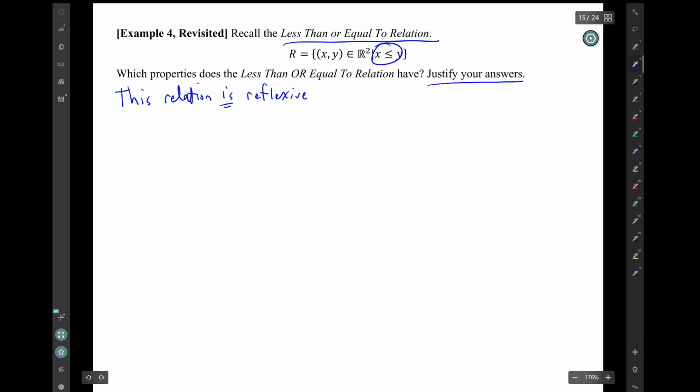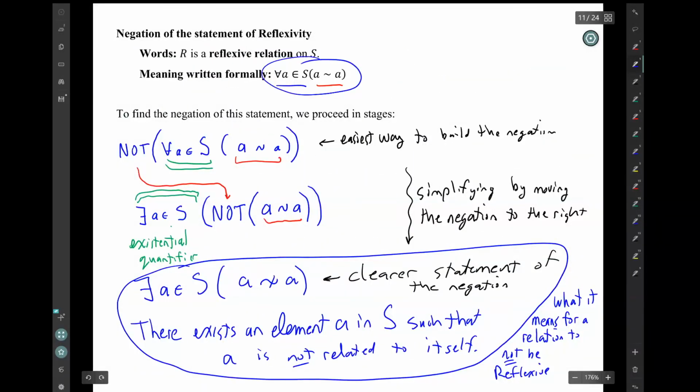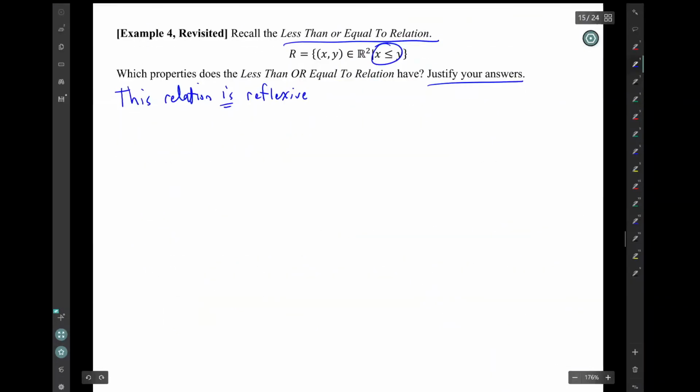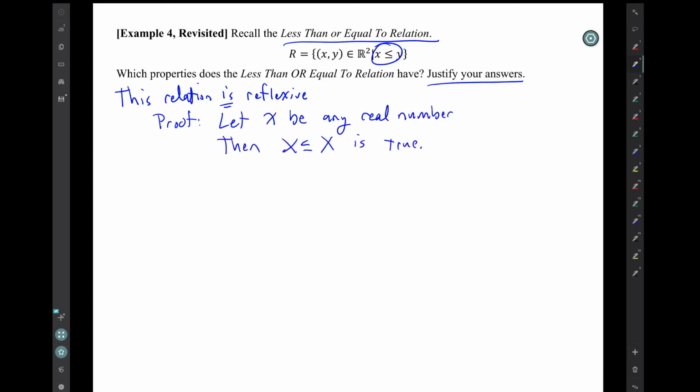Now how can we justify that? We have to justify our answer. Now we can't justify that by giving an example. We can't say, for instance, that 3 is less than or equal to 3 is true, because that's just an example. The statement of reflexivity is a universal statement. If you want to prove that a relation is reflexive, you have to prove this universal statement, and you cannot prove that by giving an example. So how do we prove it? Well, we just have to introduce a generic real number. So we introduce a generic real number, and we point out that x less than or equal to x is true. So x is related to itself. So saying that x can be any real number, that's introducing what's called a generic element of the real numbers.